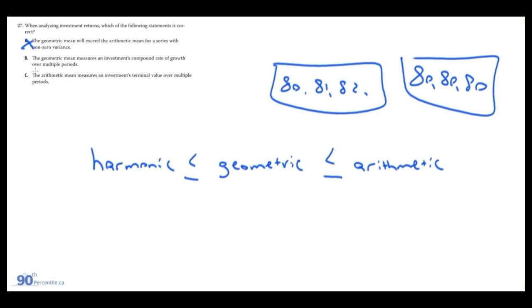But anyway, A's out. B, the geometric mean measures an investment's compound rate of growth over multiple periods. Yes, we talked about this multiple times, so this is the answer. You can read C anyway, though. The arithmetic mean measures an investment's terminal value over multiple periods. Like this, just all over the place. The terminal value is related to calculating the present value of stocks at some point in time in perpetuity. We'll get into that later. This is just completely wrong. So answer is B.